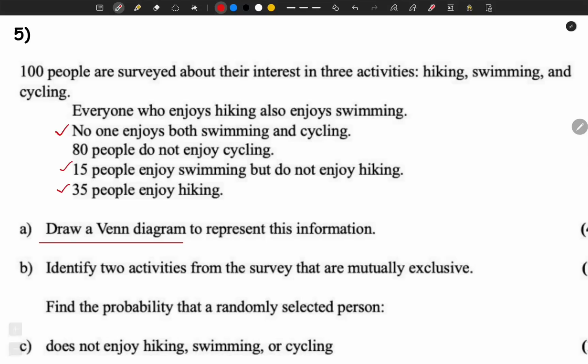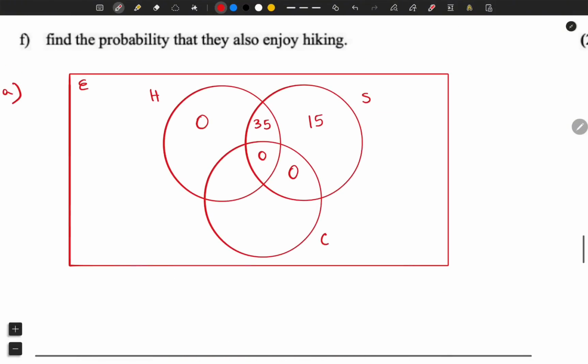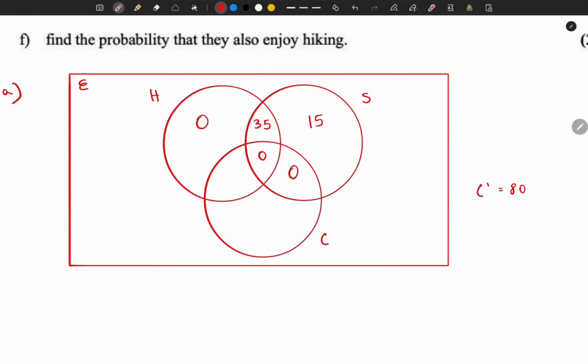Now, if we use this information, that 80 people do not enjoy cycling, it means that C prime is 80. So the region included in C prime is this region and this region. Now, if I subtract 35 and 15 from 80, I will get the value of this region. So it will be 80 minus 35 minus 15, which is 30. So this is 30.